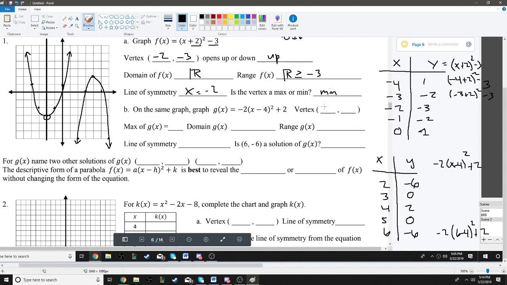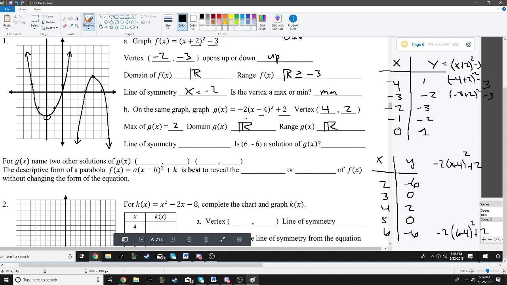So, the vertex here is opposite of what's inside, so the opposite of negative 4 is positive 4. And the same as the outside, so positive 2. The max of g of x is equal to 2, because that is the biggest one. Domain is all real numbers, and the range is all real numbers.